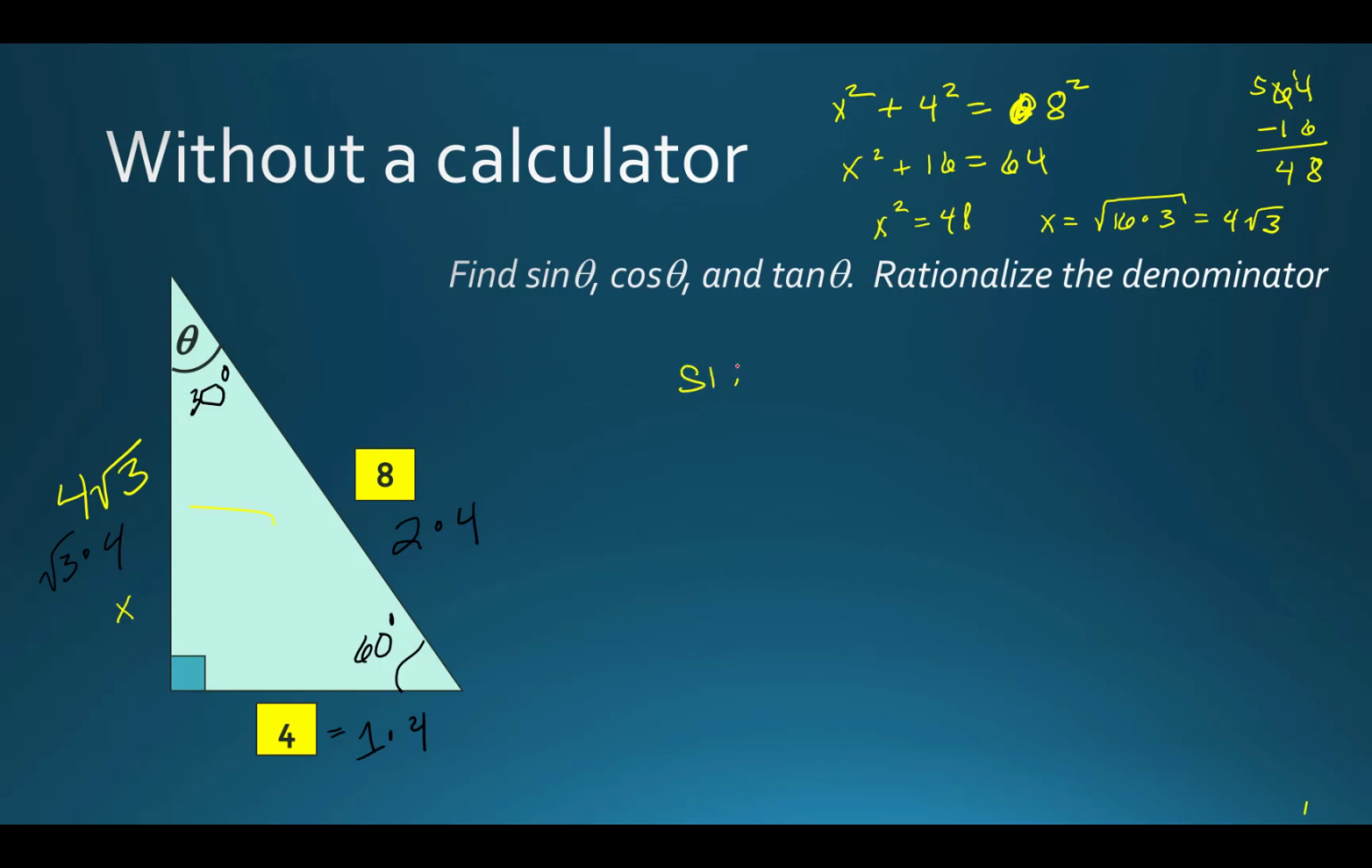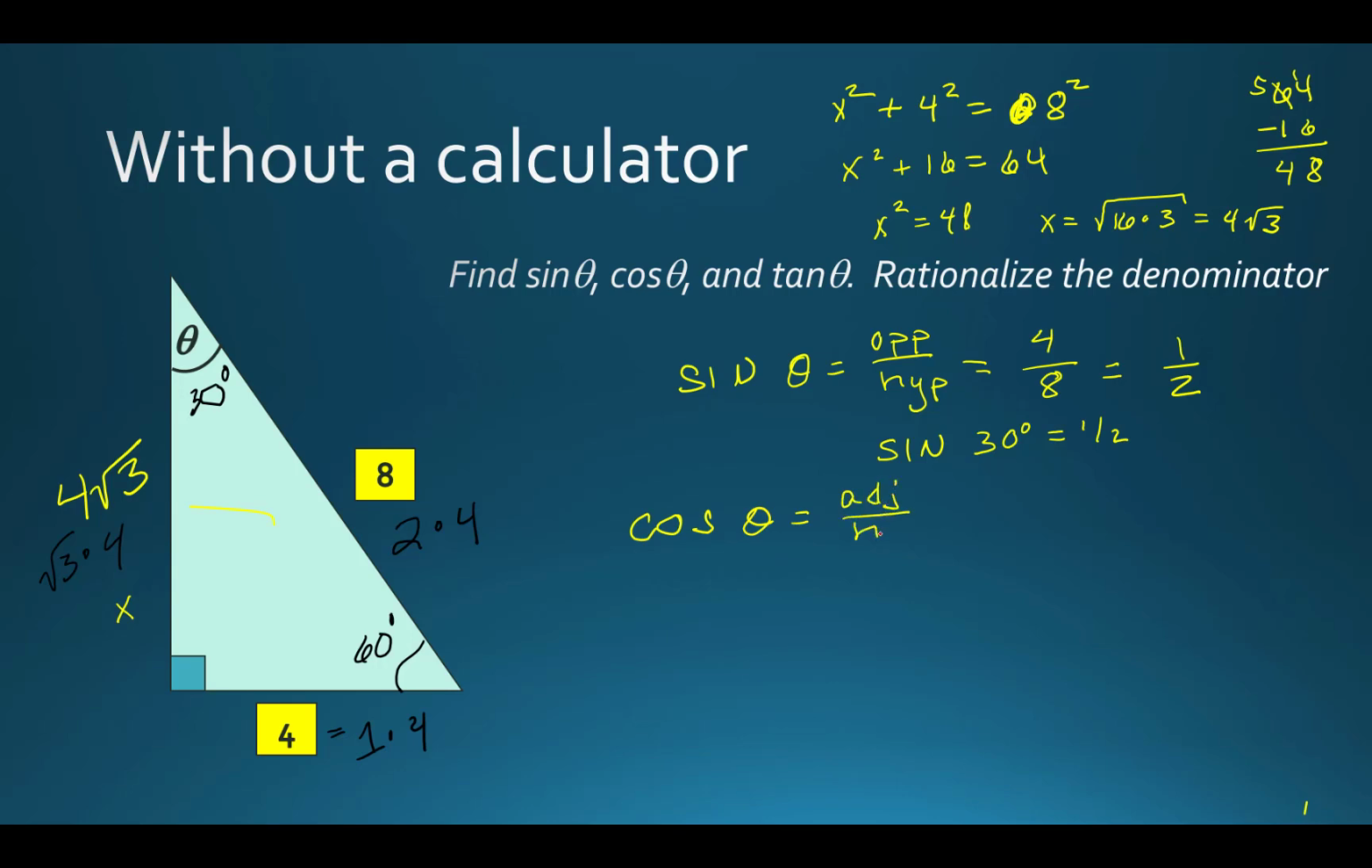Okay, so the sine of theta in this case is going to be opposite over hypotenuse, which is going to be 4 over 8, which is 1/2, which makes sense because it's 30, and I happen to know that the sine of 30 is 1/2 because I had to memorize it, and so do you. Okay, cosine of theta is adjacent over hypotenuse, which is the adjacent side. Remember, it's the one that's not opposite.